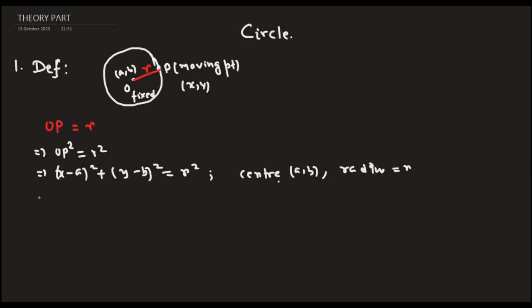And suppose, what will happen if the center is 0 comma 0? If the center is 0 comma 0, then what will be the equation of the circle? Here one thing you should notice, this is equation 1.